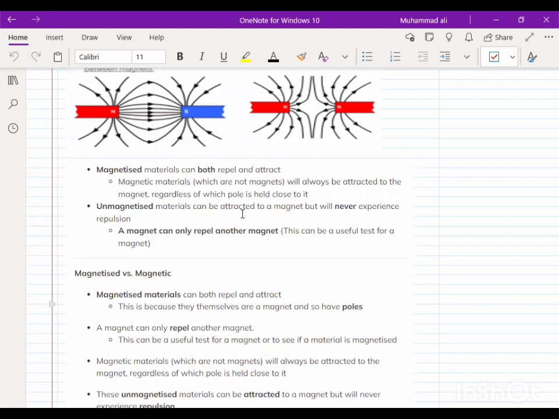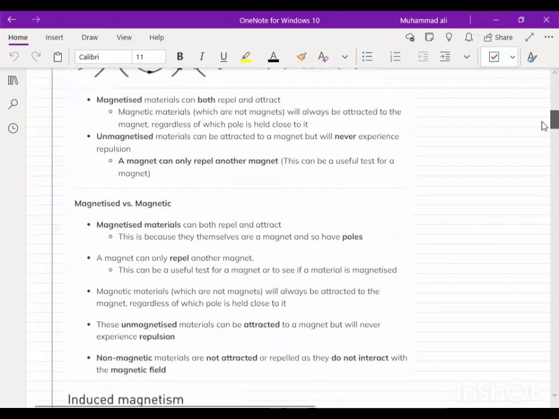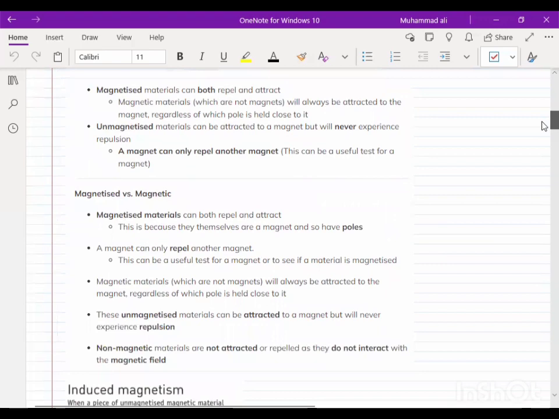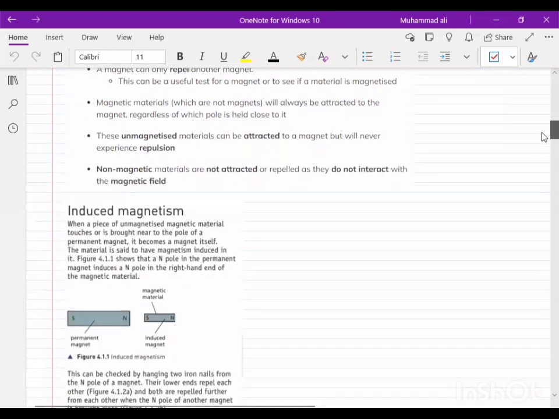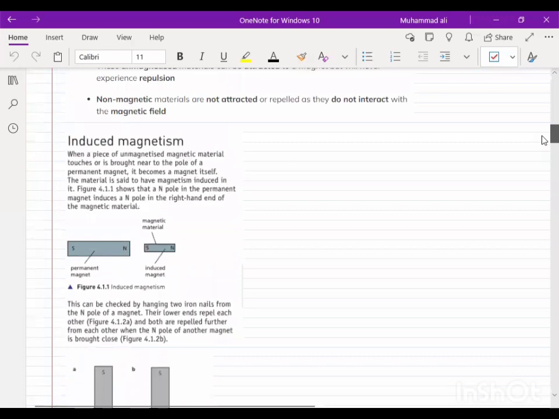So magnetic materials are going to do what? They would always be attracted to a magnet. Unmagnetized materials can be attracted, but they will never experience repulsion, okay. Also, for a magnet, there is always repulsion for another magnet, okay. So magnetized materials can both repel and attract. This is because they themselves are magnets and so have poles. So this is why they can both repel and attract. A magnet can only repel another magnet. Unmagnetized materials can be attracted, but they will never experience repulsion. Non-magnetic materials are not attracted or repelled, as they're not going to interact with the magnetic field.